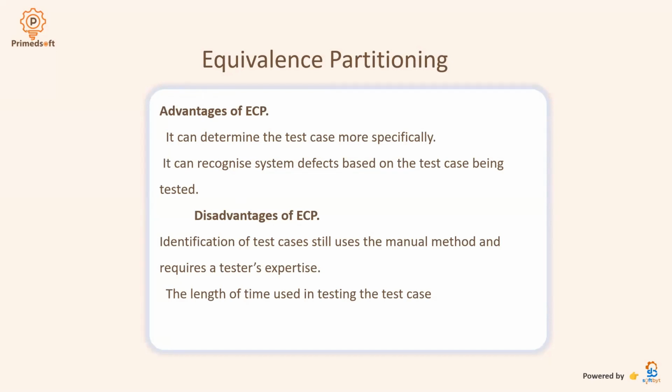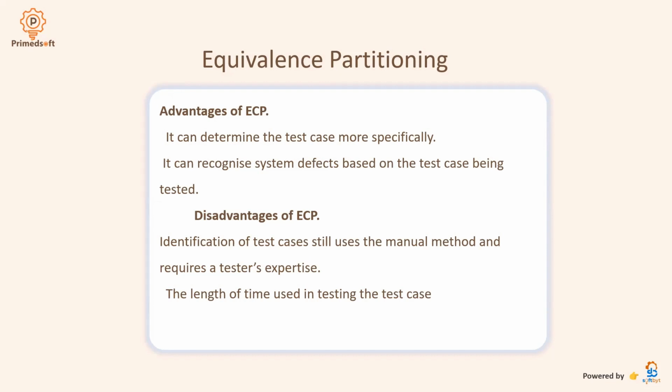Under the positive testing, you choose any value between 16 and 60. You just choose one value and then you use it to test. Then for your negative scenarios, you can do two. You can choose any value that is less than 16, from 15 and below, and use it to test. And then your second negative test will be any value between 61 and above. So that is one of the advantages. It helps you to determine the test cases more specifically.